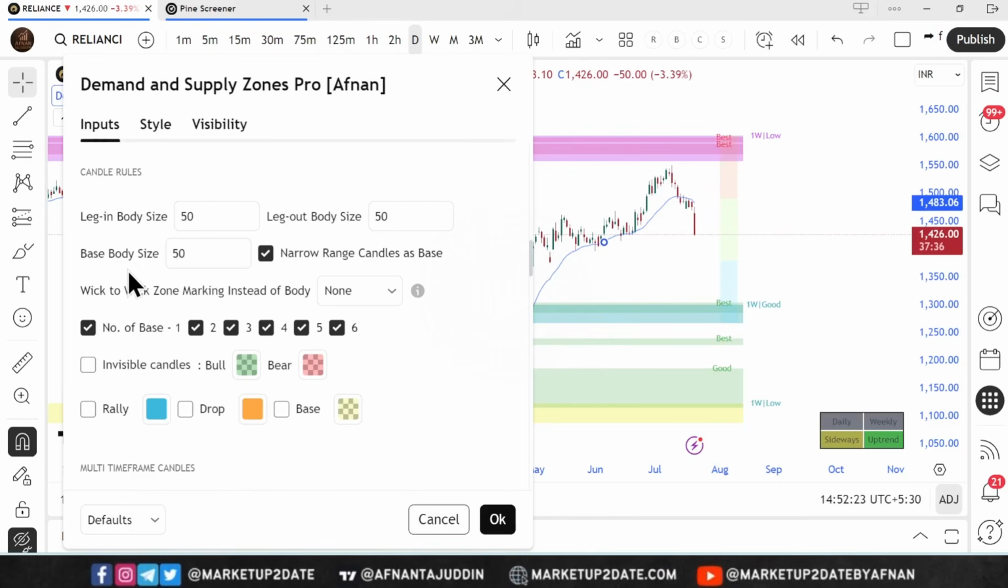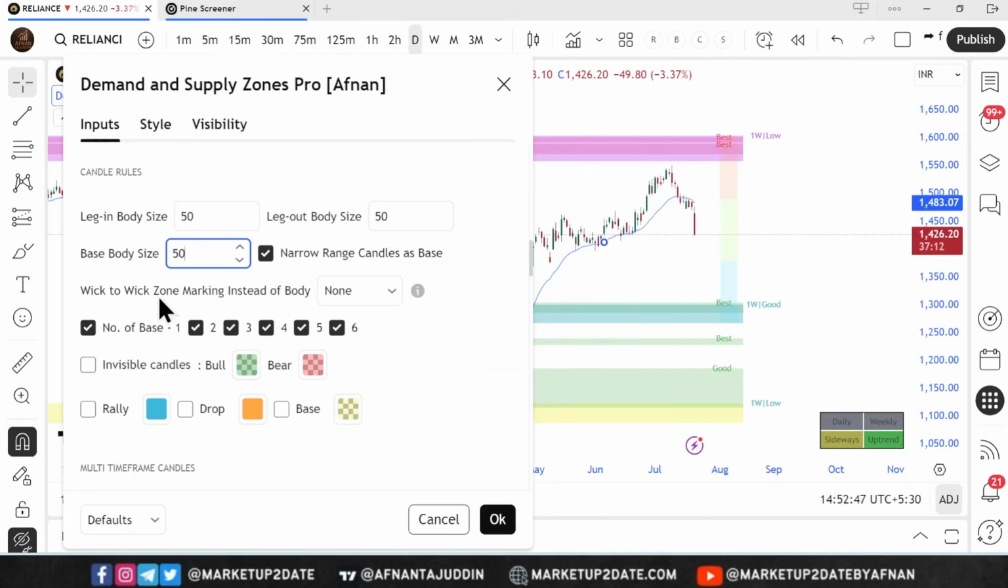Base body size. This defines the small, indecisive, consolidative candles that form the base of the zone. Narrow range candles as base. When this is checked, the indicator uses a more dynamic, adaptive calculation to identify base candles, which automatically adjusts to recent market volatility. I recommend keeping this on for more accurate zone detection.